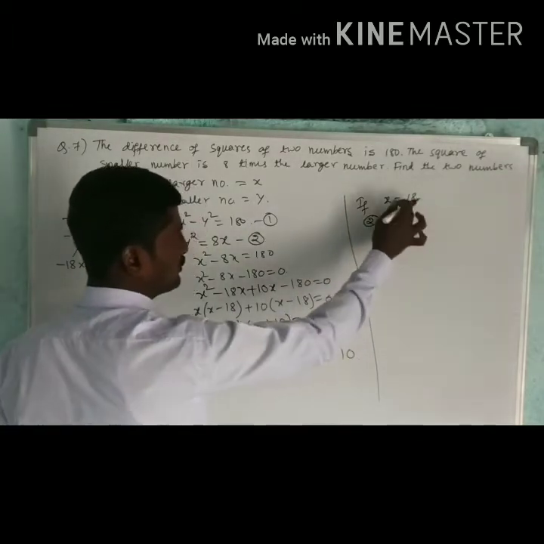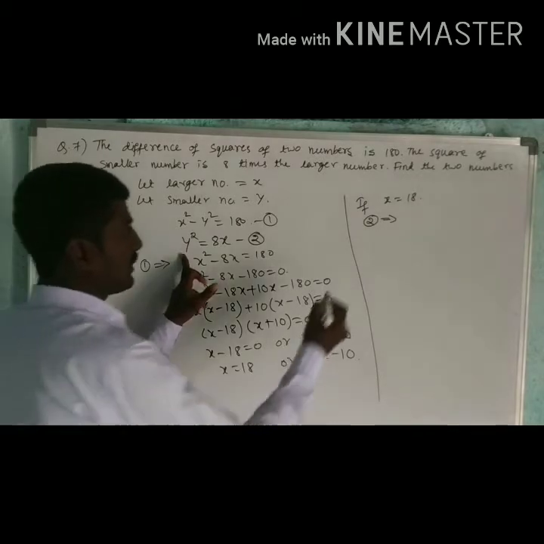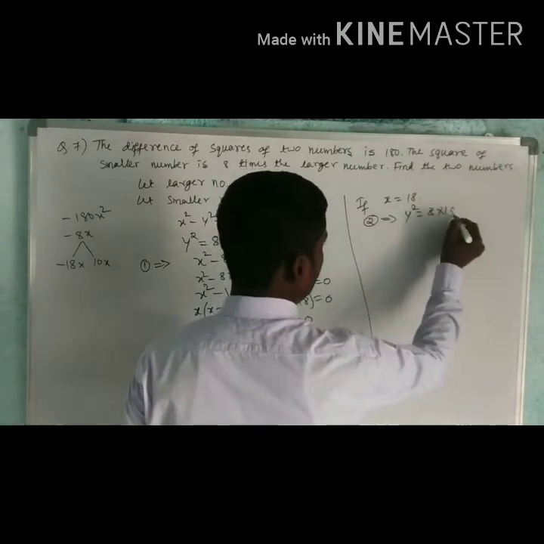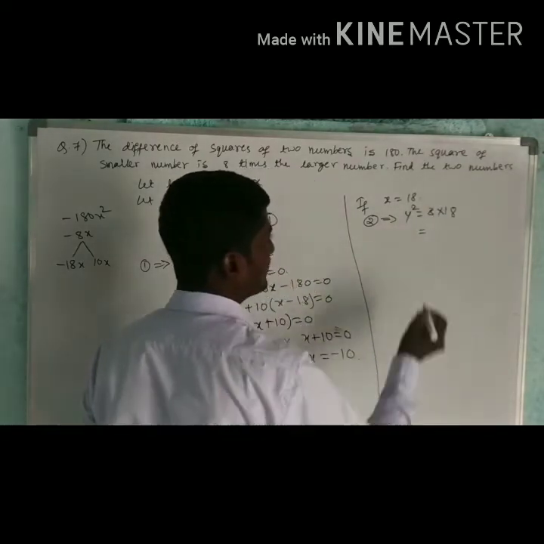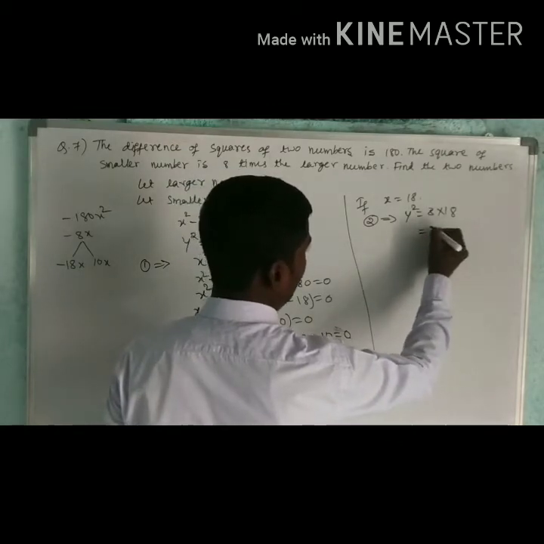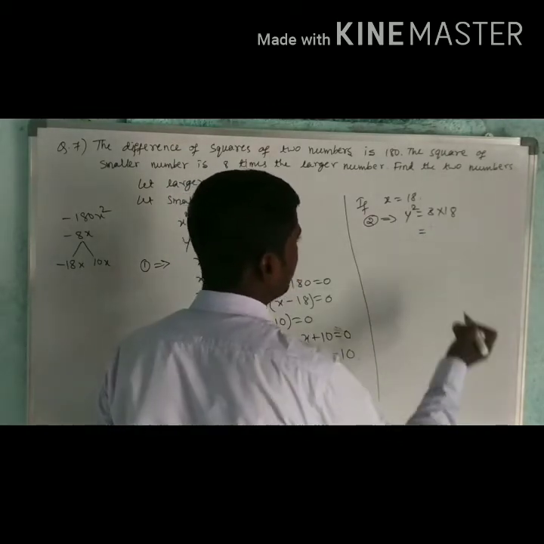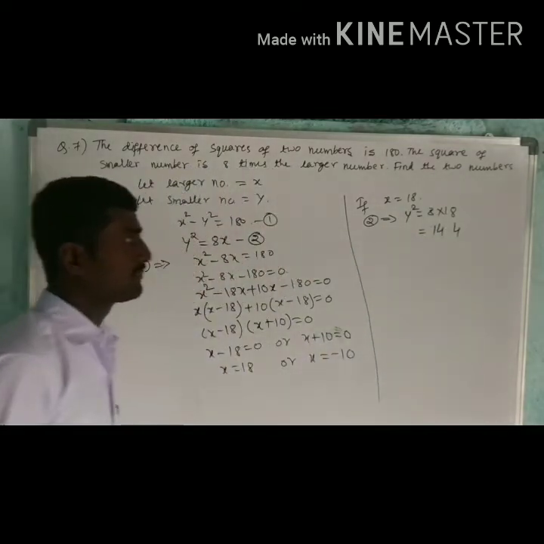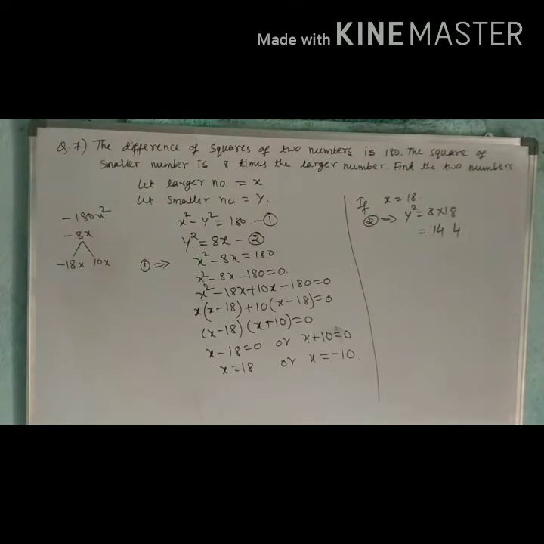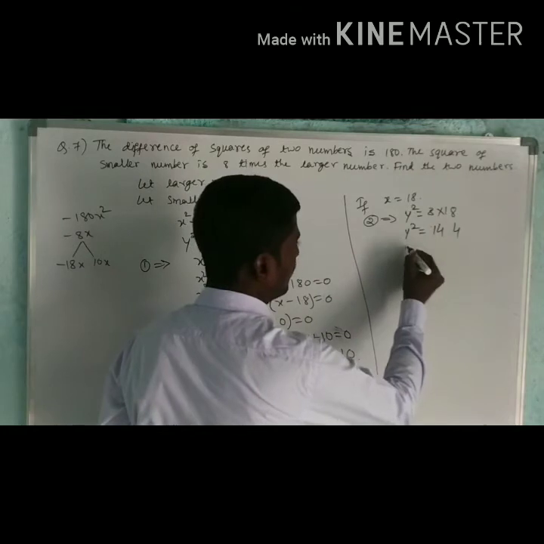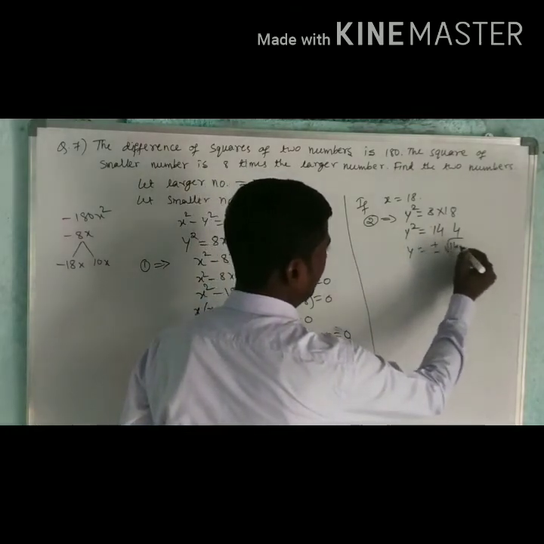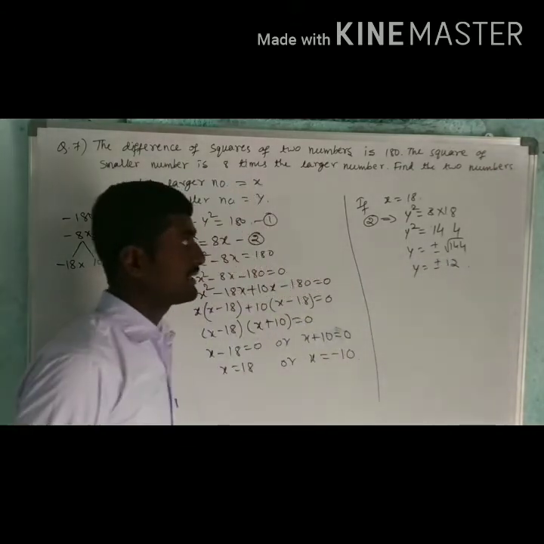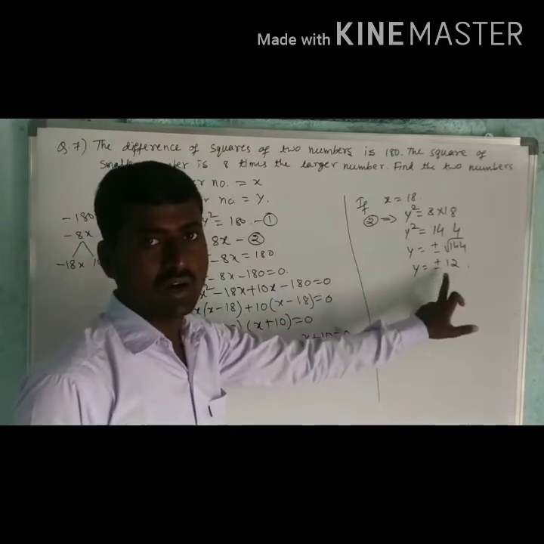Now I'll substitute it in the second equation. Equation 2 implies I substitute x equal to 18. So y square is equal to 8 into 18. 8 into 18 is 144. Now, so y square is equal to 144. Y is equal to plus or minus root 144. Now here y is equal to plus or minus 12. So if x equal to 18, y may be plus 12 or minus 12.